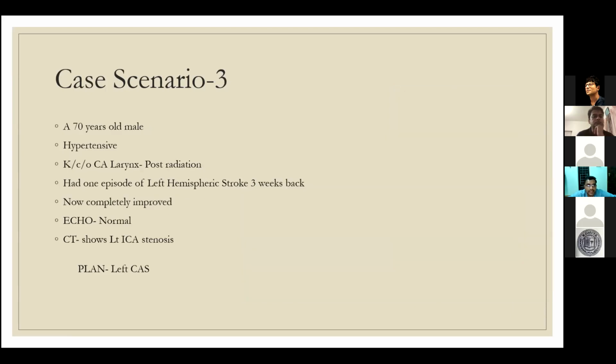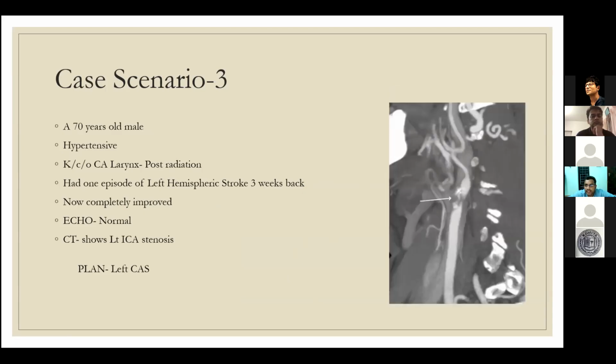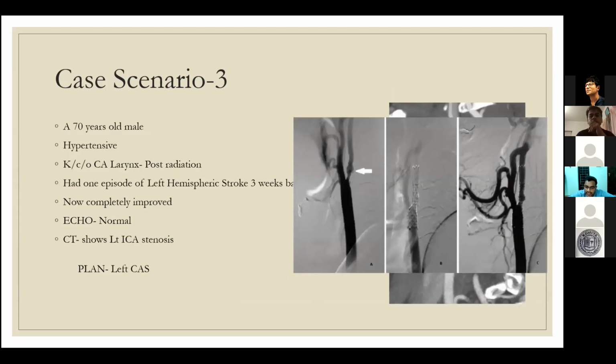The third scenario is a 70-year-old male, hypertensive, who had carcinoma of the larynx and had radiation for the local treatment, and had one episode of stroke 3 weeks back, but now he has completely improved. Echo is normal. So even though he is medically fit, there is a local anatomical reason for not doing carotid endarterectomy, even though there is a tight lesion. So this patient will obviously go for carotid artery stenting. This is how we choose in our day-to-day practice.